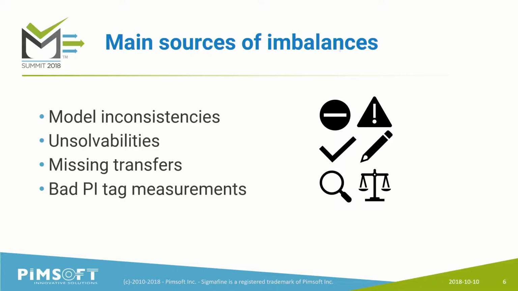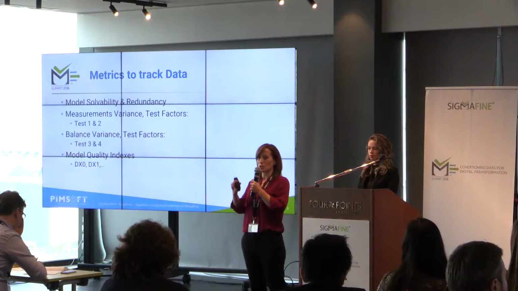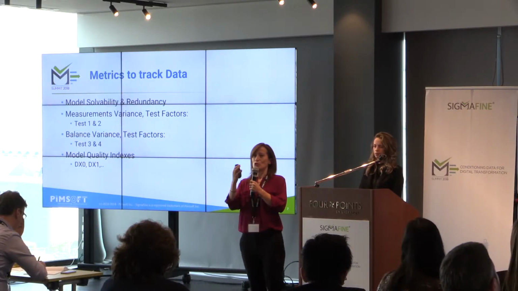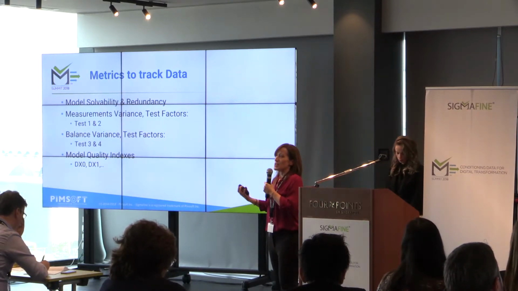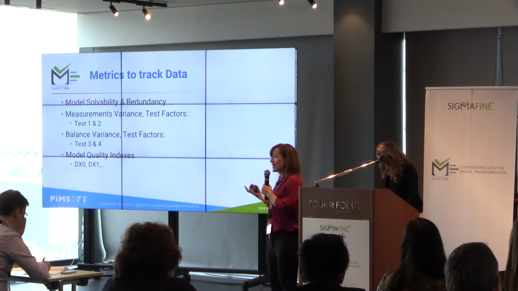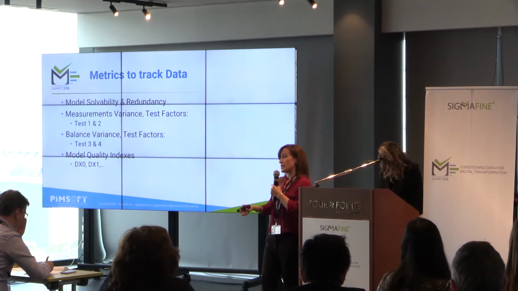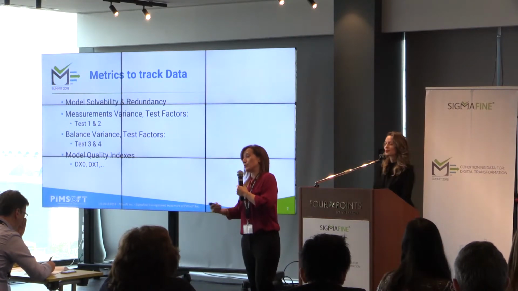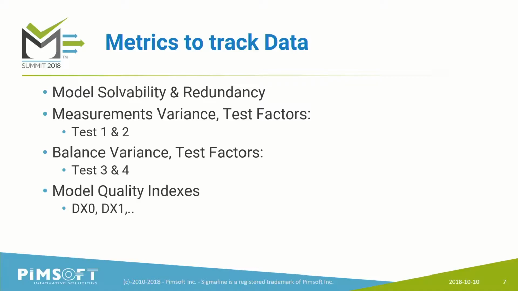So Sigmafine provides you a set of metrics. We can say they are hidden results of Sigmafine, because most of us always concentrate on the reconciled value and check what's going on with the reconciled value, but Sigmafine also provides other results, and all this set of metrics permits you to understand the quality of your results and take action to improve the inputs in order to improve your outputs. And these are the metrics: solvability and redundancy.